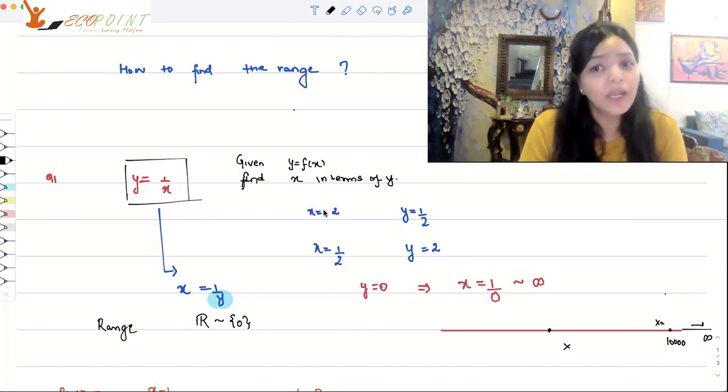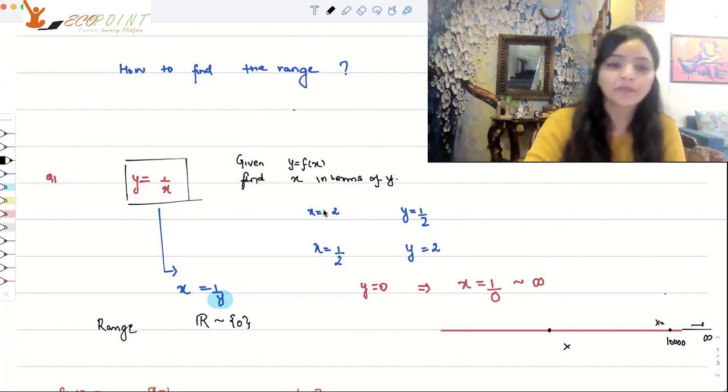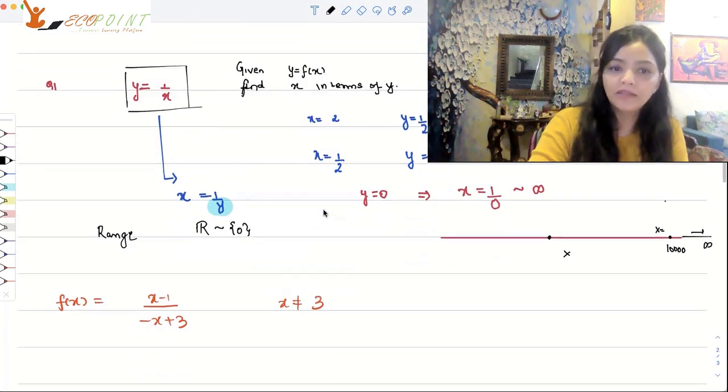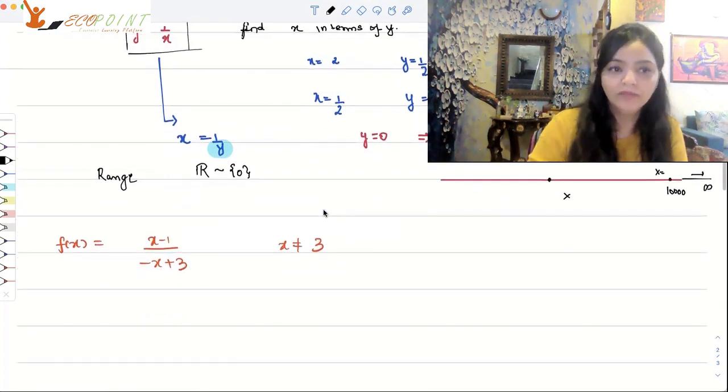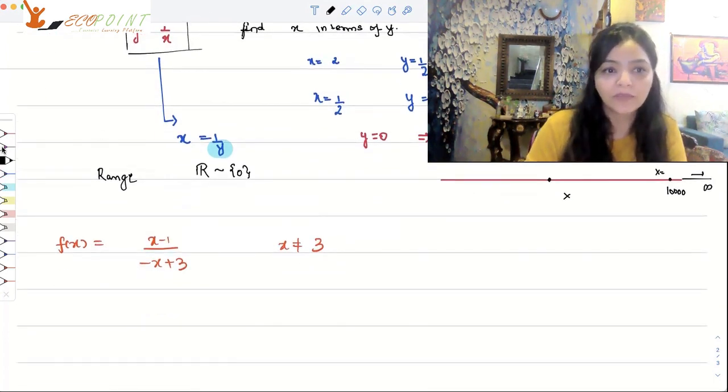So when x would be approaching infinity, then we can say y is approaching 0. But we cannot say it is equal to 0. That's why we have to take out 0 from the range. Let's use the same method in another question and be clear of this concept.